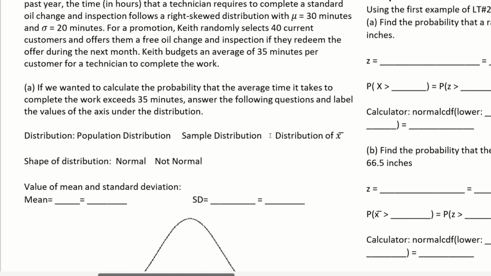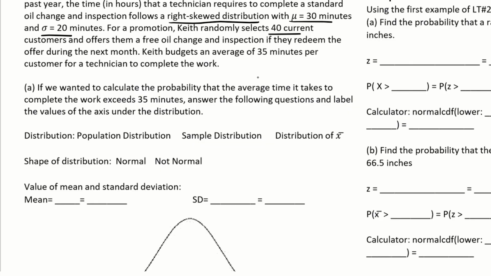All right, so it says Keith is the manager of an auto care center. Based on service records from the past year, the time in hours that a technician requires to complete a standard oil change and inspection follows a right skew distribution with mu equals 30 minutes and sigma equals 20 minutes. For a promotion, Keith randomly selects 40 current customers and offers them a free oil change and inspection if they redeem the offer during the next month.